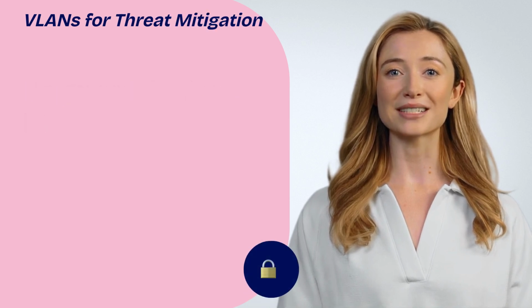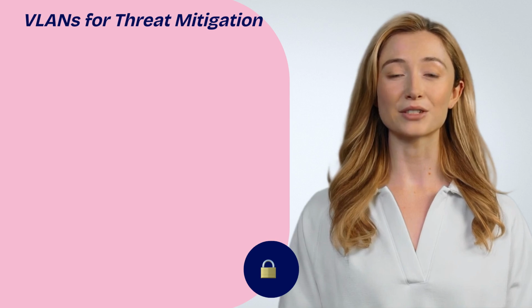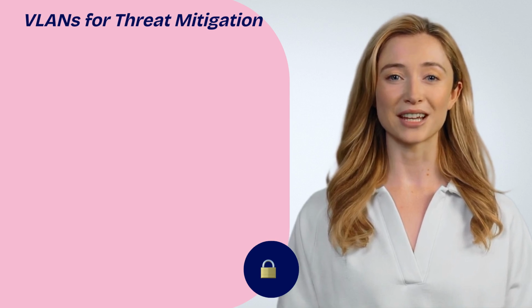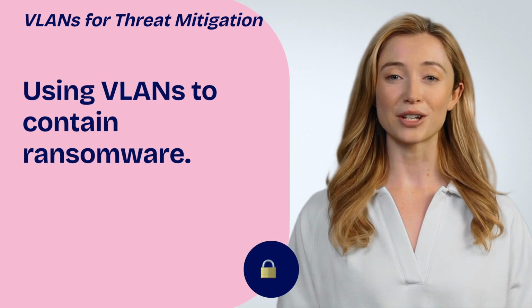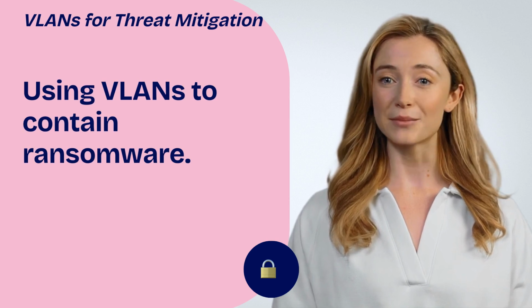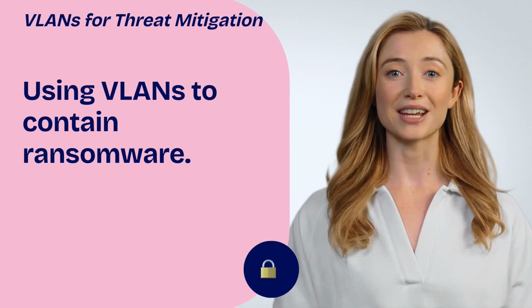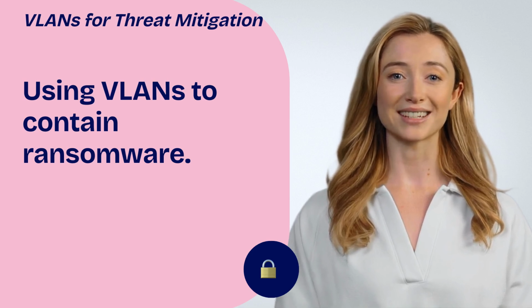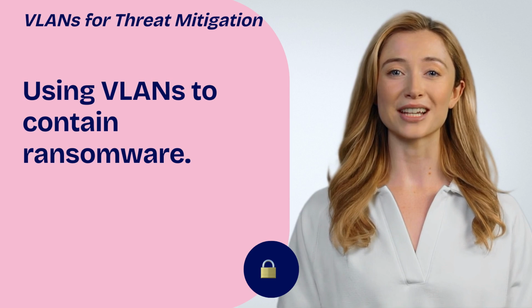And speaking of threats, let's talk about how VLANs can be used to thwart them. For example, in the event of a ransomware attack, if your critical data and backup systems are on separate VLANs with strict ACLs, the spread of the ransomware can be contained, giving you time to respond without losing everything.